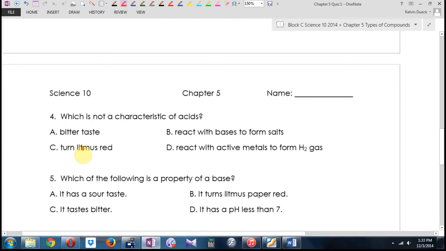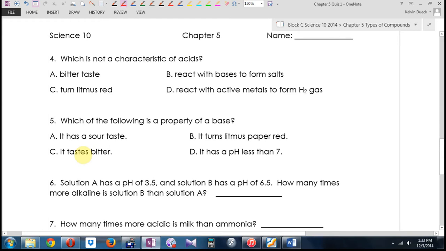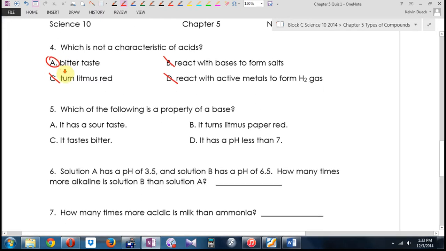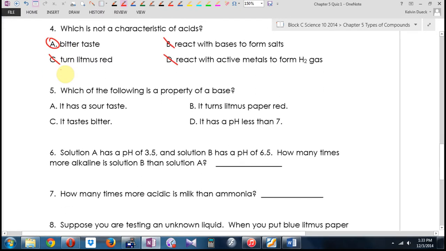Turn the page. What is not a characteristic of acids? Acids turn litmus red. They form H2 gas, that was the hydrogen bubbles from the magnesium. They form salts, you learned that last lesson. Bitter taste. I could have circled that, but on a multiple choice I often use a process of elimination to really convince myself I'm right. Which of the following? You know what? C.